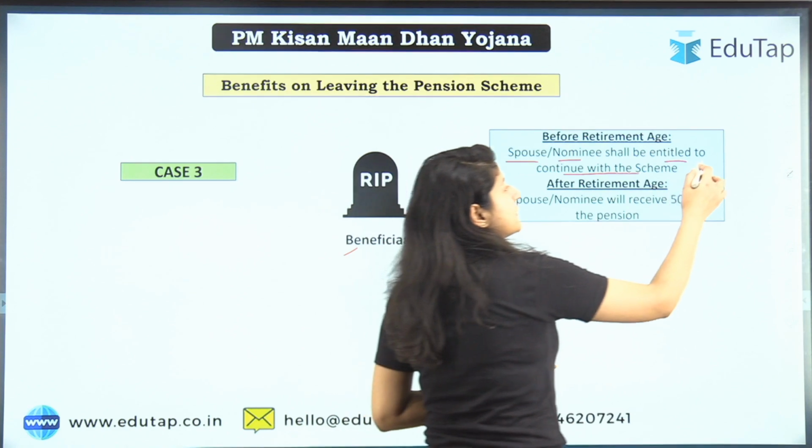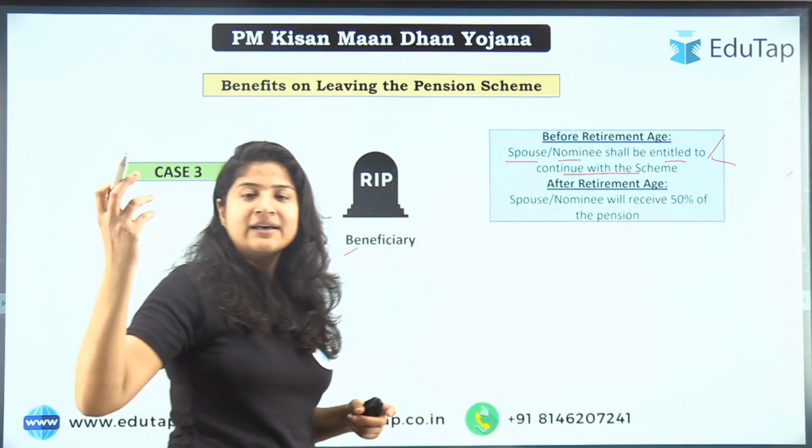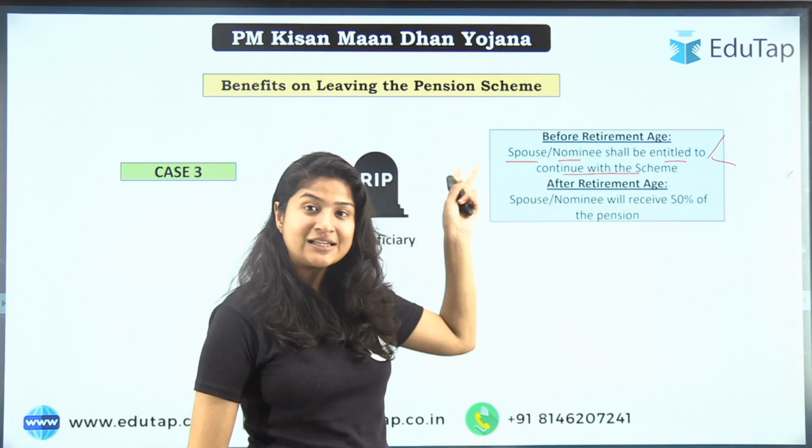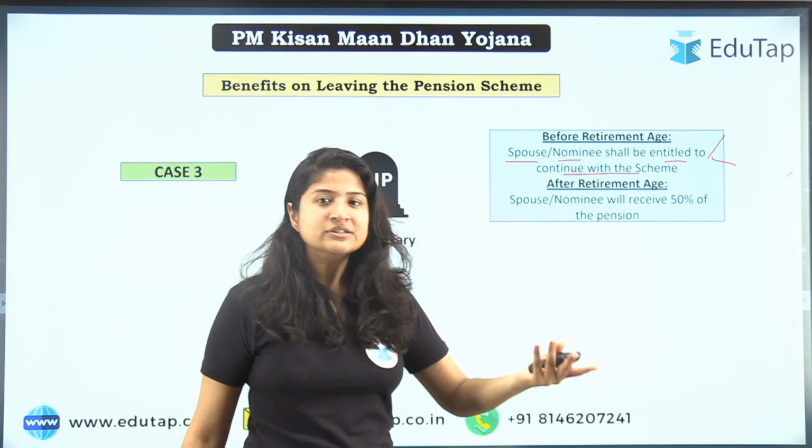And here again, there will be 2 cases. If they want to exit, that would depend on which year, how many years they are exiting. The same 2 cases that we have seen before, or they will continue just like that.